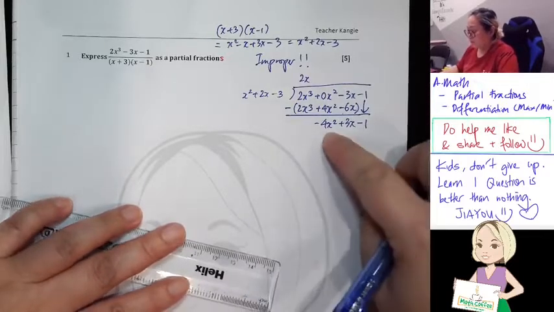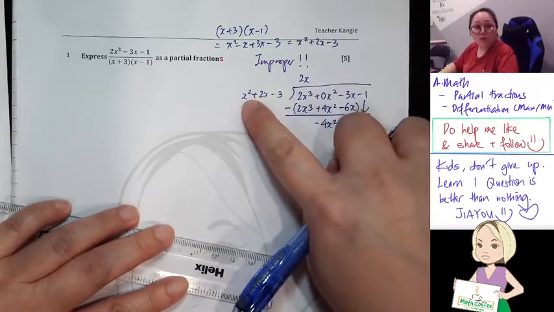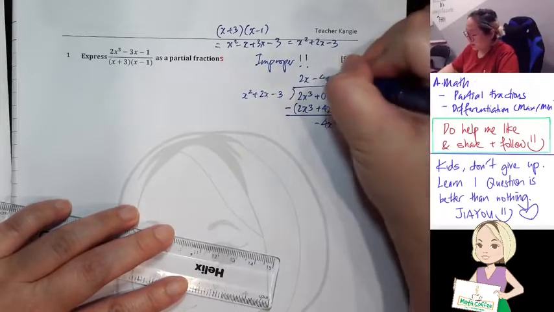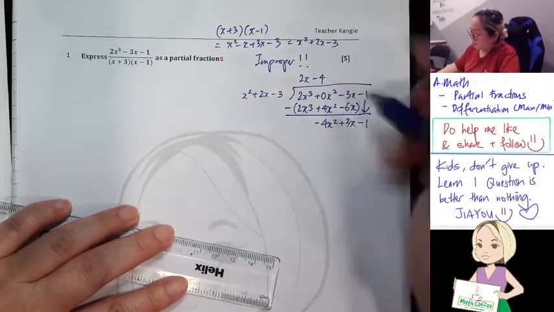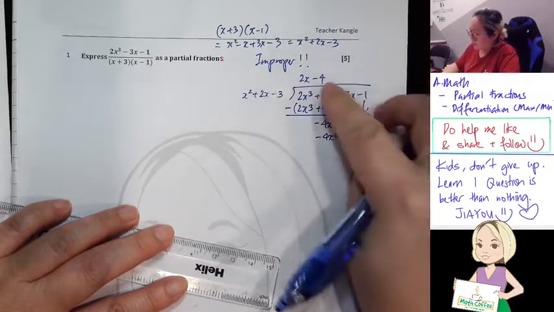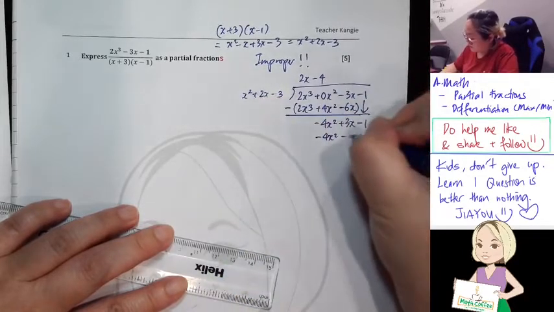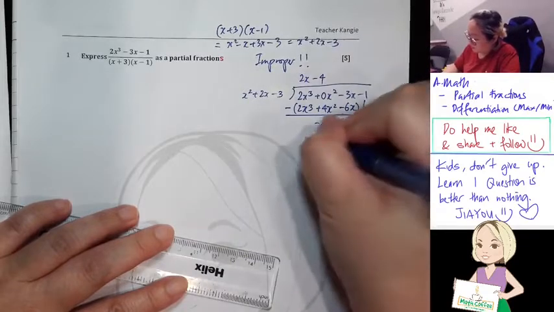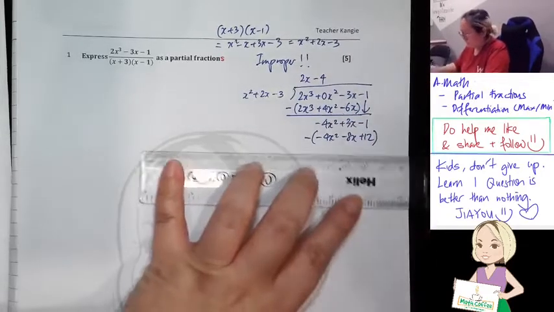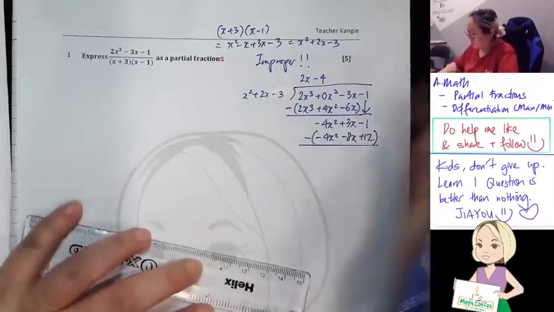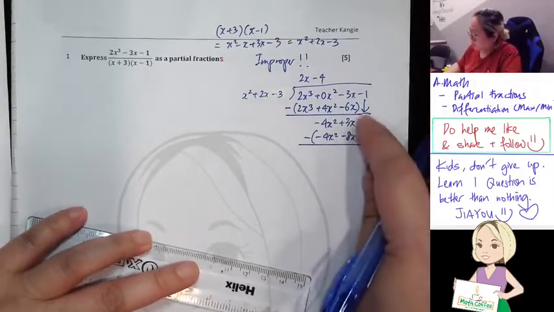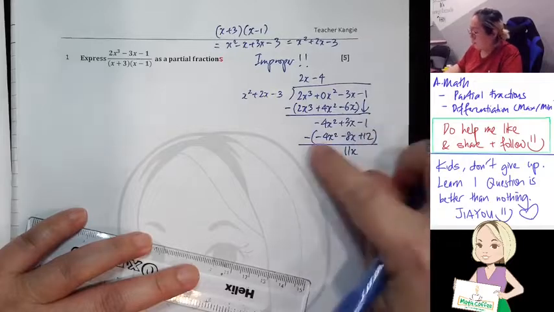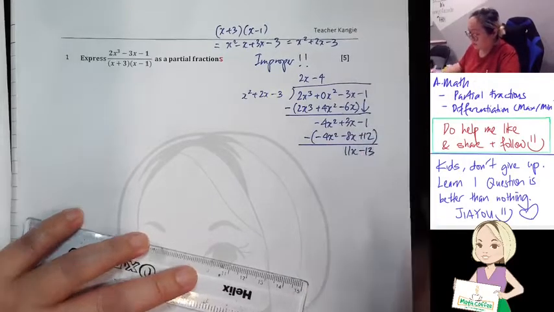So now you have to ask yourself, what multiplied by x squared will give me negative 4x squared? So we know we need to put minus 4. So negative 4 times this will give me minus 4x squared. Negative 4 times this will give me minus 8x. Negative 4 times negative 3 will give me plus 12. Put the minus with the bracket. The first term definitely is 0. Now you have 3 minus 8, so it is 11x. Minus 1 minus 12, so it's minus 13.